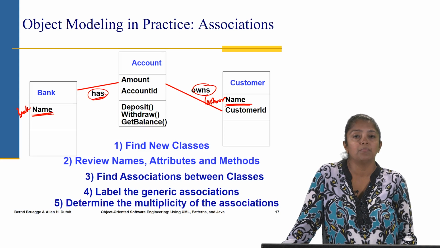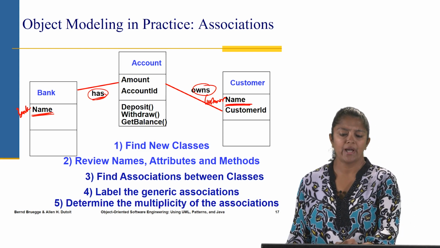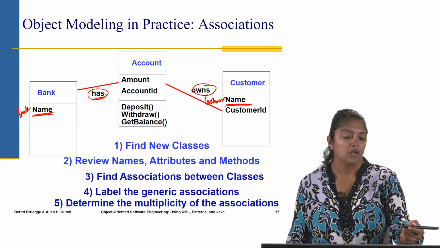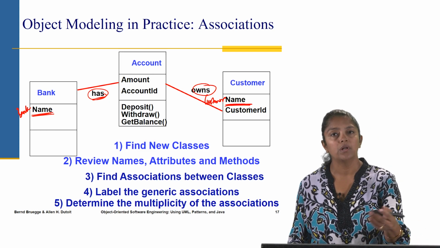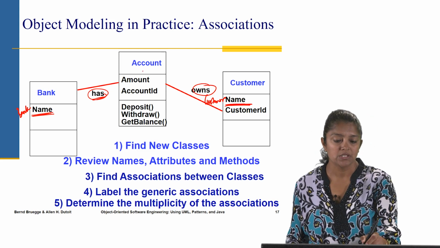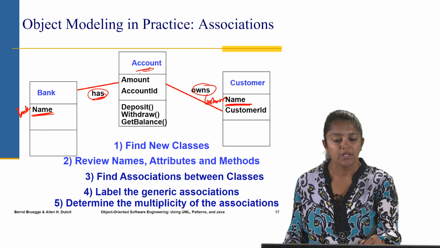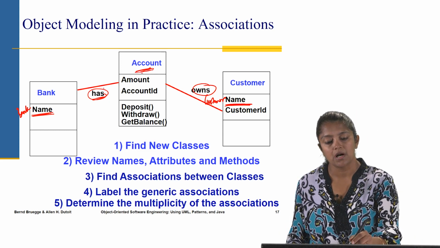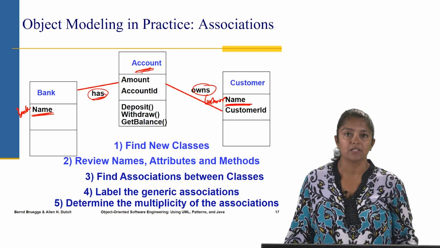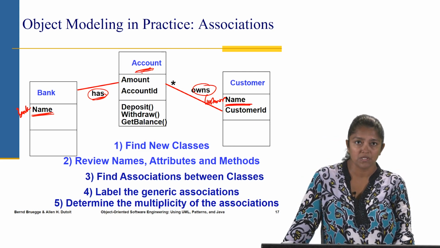Then we need to determine the multiplicity of the associations. So an instance of bank can have how many accounts, an instance of customer can own how many accounts, and then we need to look at it from both sides. An instance of account is owned by how many customers. An instance of account is part of how many banks. So that's what we need to think about when we're thinking about multiplicity.